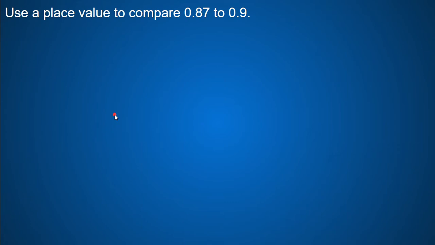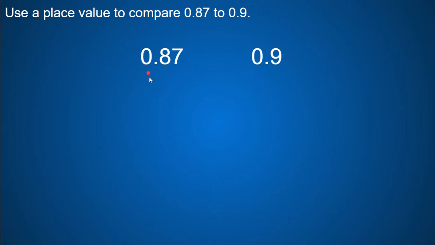Also use place value to compare decimals. So I have 0 and 87 hundredths and 0 and 9 tenths. And when I compare them, I know that the further I go to the left on my place values, the larger the place value is worth.